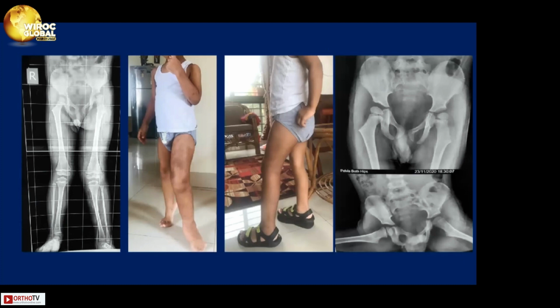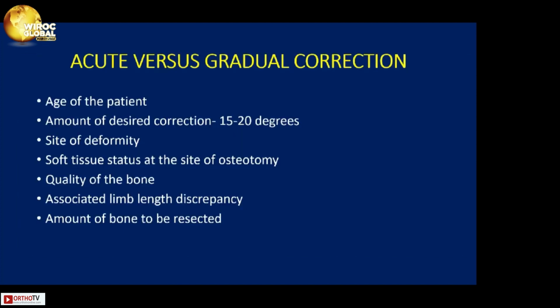Here, just to show an example, a child with Klippel-Trenaunay syndrome with lengthening of one leg with genu valgus and probably a hip which is going to sublux. So this makes it different from the routine genu valgus.